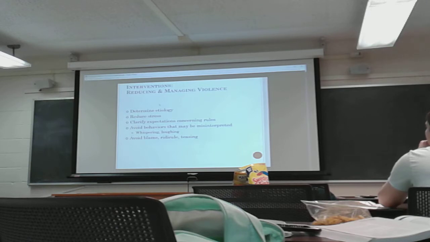So expectations concerning rules are the same: boundary setting. Behavior that can be misinterpreted: if somebody already has problems with being suspicious or paranoia, and you're whispering, having side conversations, sure, it could be work related, but that person doesn't know that. They don't realize that, so that's going to make them more anxious. And it goes without saying, we're not ridiculing people, teasing people, etc.